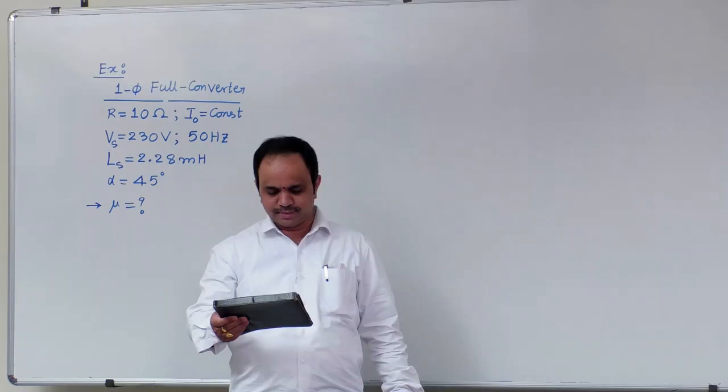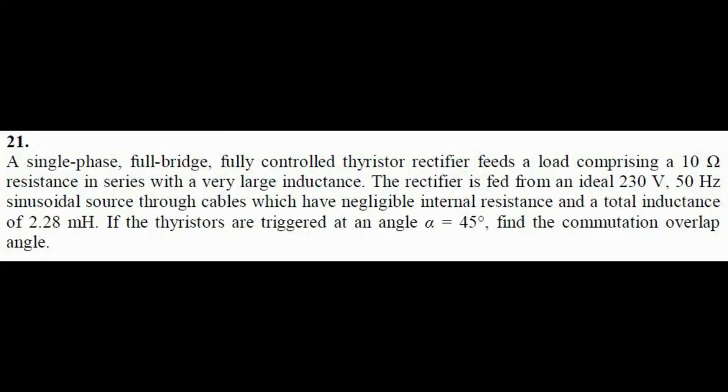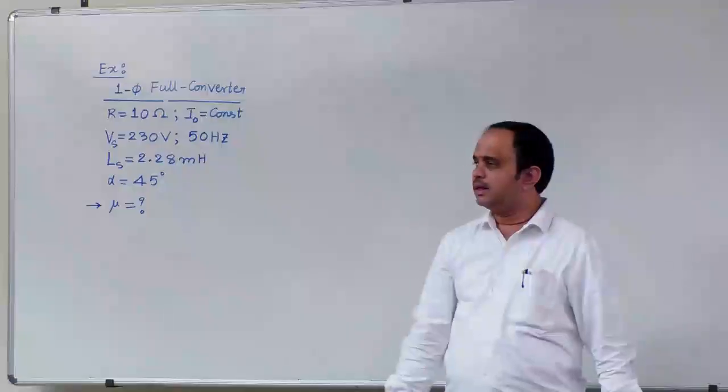Now let us take another numerical example. A single phase full bridge fully controlled thyristor rectifier feeds a load comprising a 10 ohm resistance in series with a very large inductance. So you can say that the load current is constant because of that statement. Next, the rectifier is fed from an ideal 230 volt 50 hertz sinusoidal source through cables which have negligible internal resistance, meaning source resistance is neglected, and a total inductance of 2.28 millihenry. Okay, so the total source side inductance is represented with the 2.28 millihenry. Now, if thyristors are triggered at an angle alpha equal to 45 degree, find the commutation overlap angle.